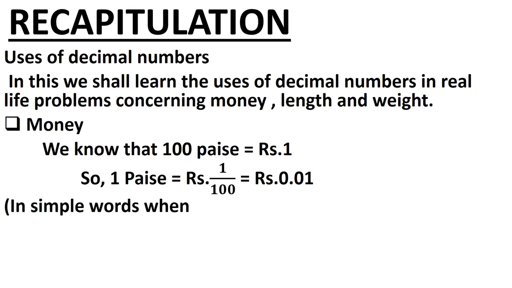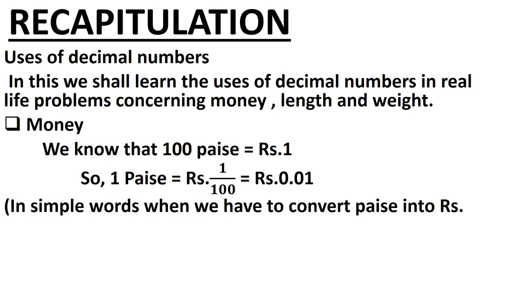In simple words, when we have to convert paise into rupees, we will divide it by 100. Okay, whenever we have to convert paise into rupees, what we will do? We will divide it by 100.